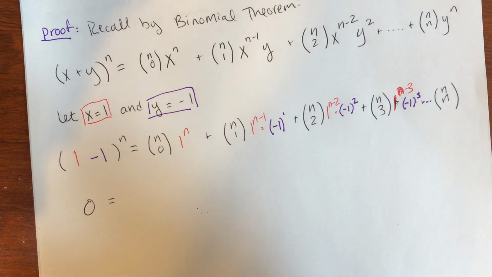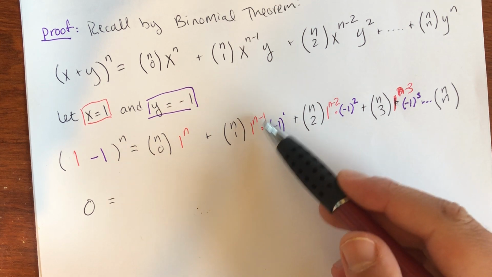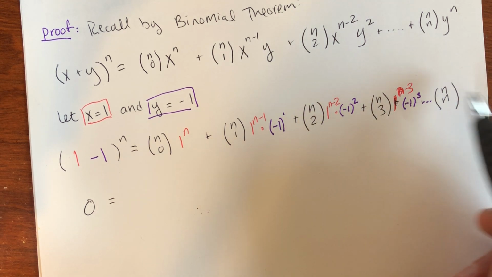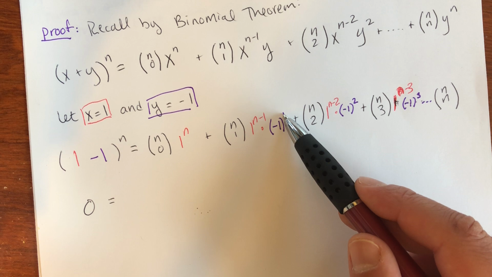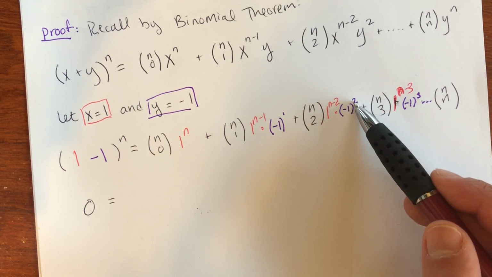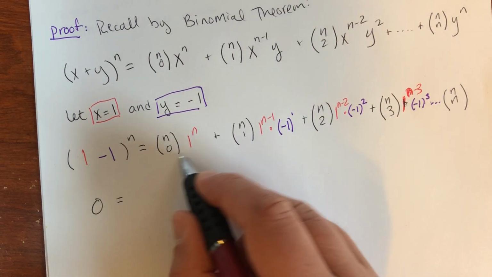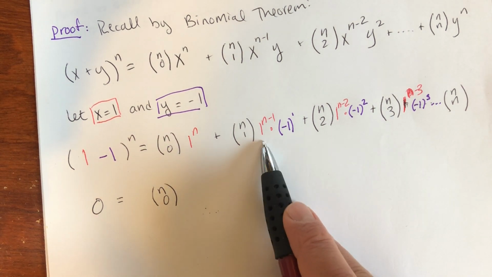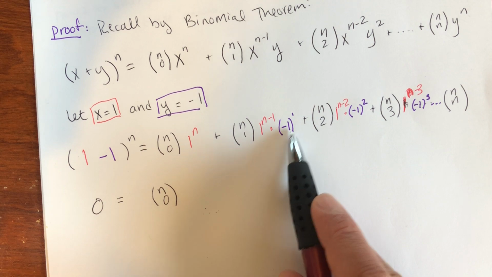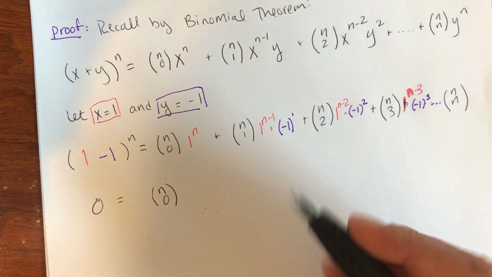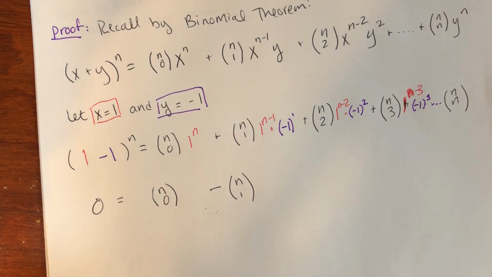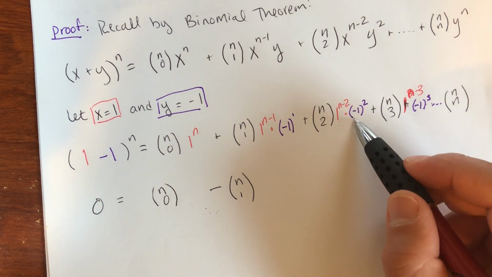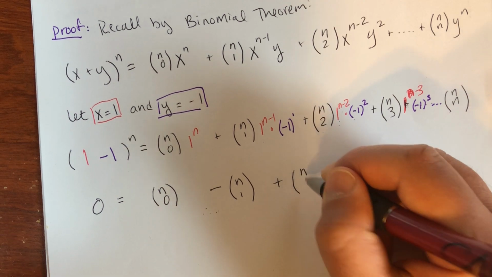But what happens when you actually evaluate these, because we know what 1 to the n is, we know what 1 to the n minus 1 is, right? 1 to any power is 1, and negative 1 to any integer power is either going to be negative 1 if your exponent is odd, or positive 1 if your exponent's even. So the way that this turns out, we get n choose 0 times 1 here, which is just n choose 0. For this next term, we have 1 to the n minus 1 is 1 times negative 1 to the 1. So this sign is going to become negative overall. So it'll be minus n choose 1. For the n choose 2 term, 1 to the n minus 2 is equal to 1, and negative 1 squared is equal to positive 1.